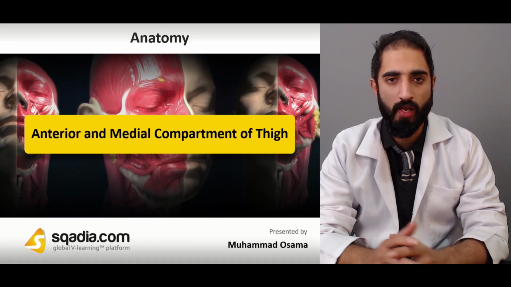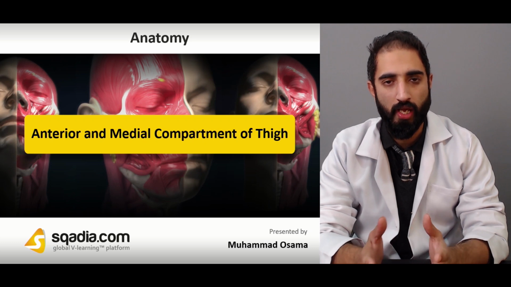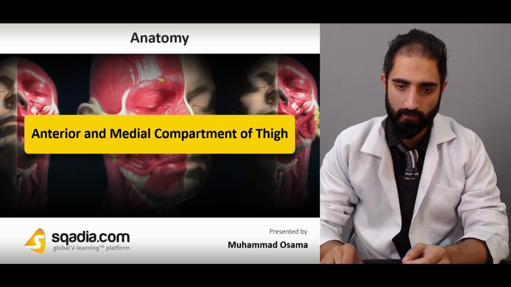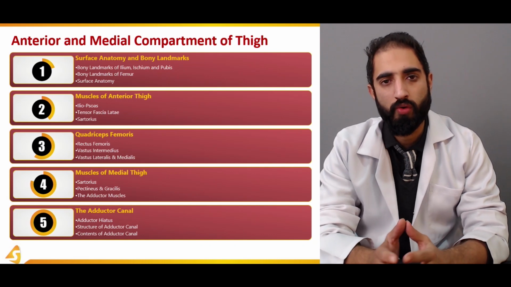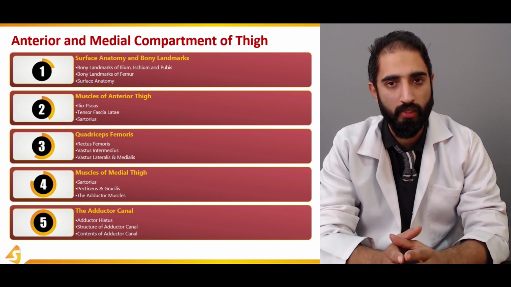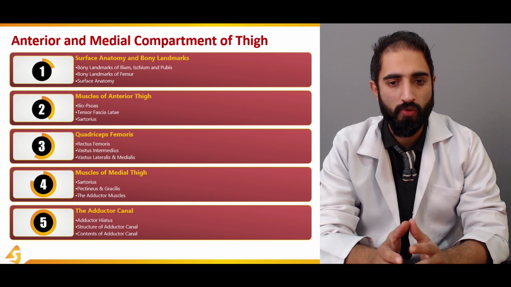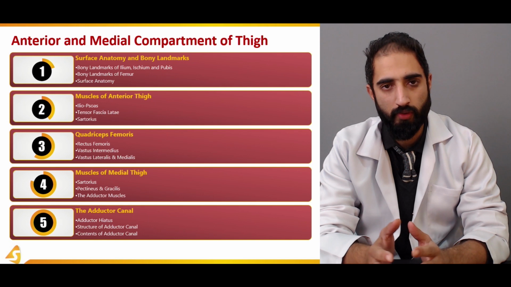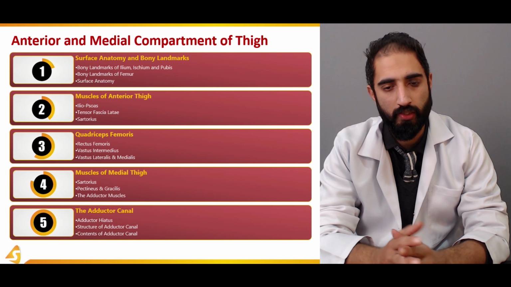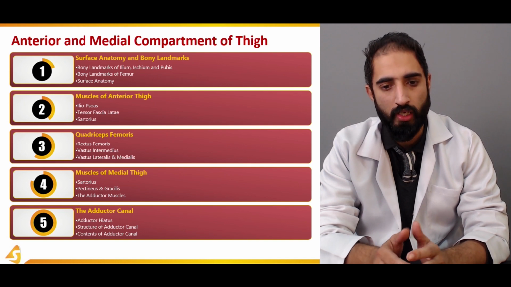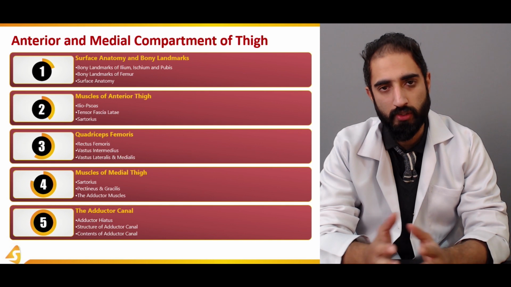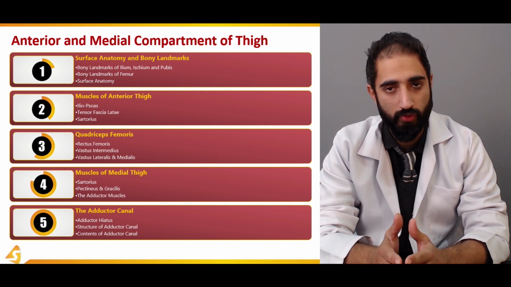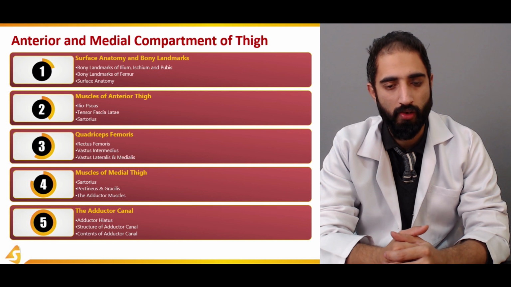My name is Mohammed Osama, and today we are going to talk about the anterior and the medial compartment of the thigh. In this lecture, we're going to cover the surface anatomy and bony landmarks of the anterior and medial compartment of the thigh. We're also going to talk about the muscles of the anterior thigh, in which we're going to talk about the different muscles, and then we're also going to talk about the quadriceps femoris group of muscles in the anterior thigh. We're also going to talk about the muscles of the medial thigh, or the muscles of the medial aspect of the thigh, and at the end we're going to talk about the adductor hiatus and the adductor canal.